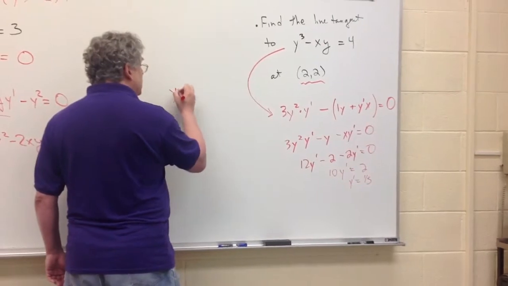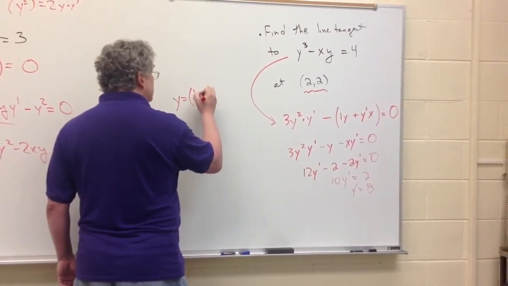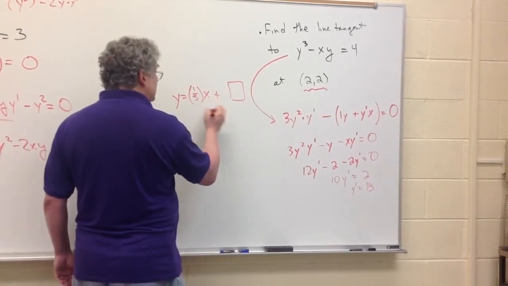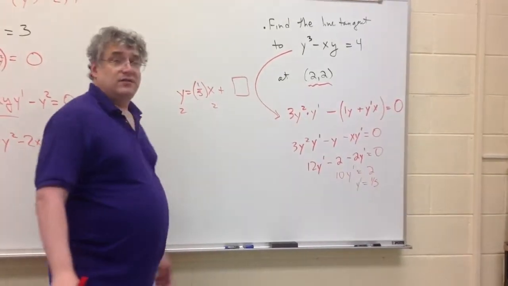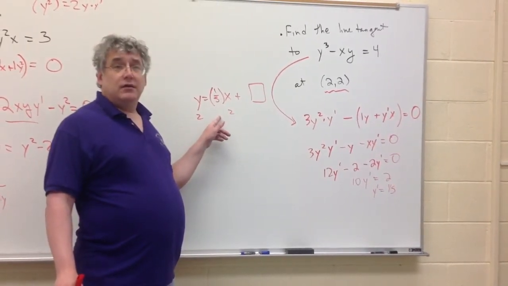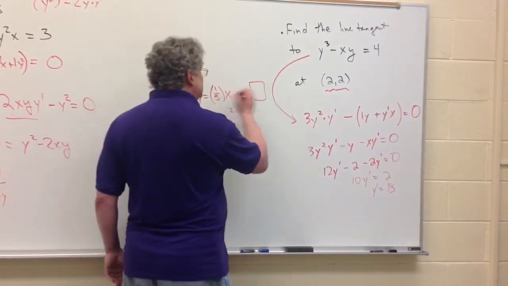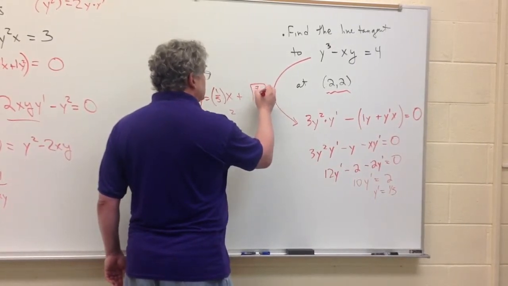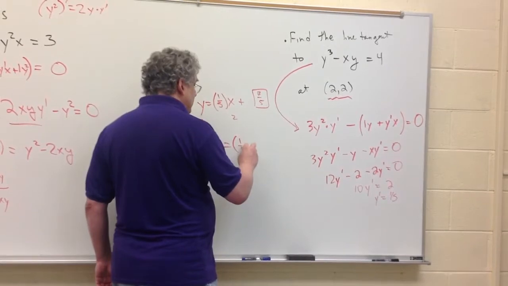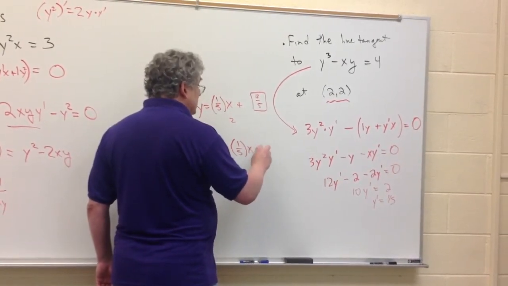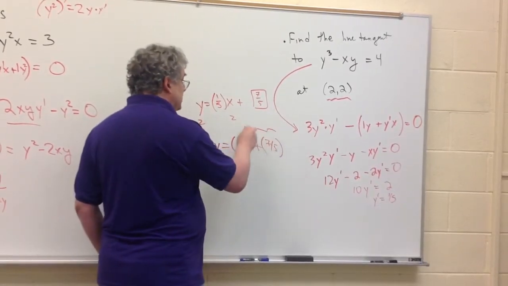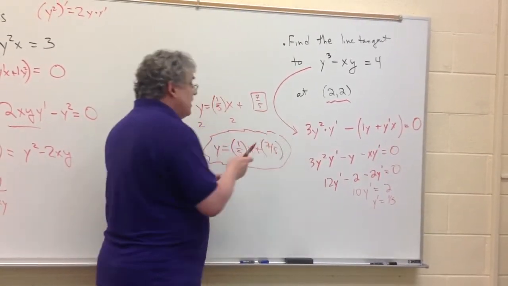So y equals 1/5 x plus box. And I know that the x and y are 2 and 2 respectively. So 2 is 2/5 plus what? Well, to make that work, I need 10/5 over here, so I need 7 more fifths. So the final answer is y equals 1/5 x plus 7/5. There's our tangent line.